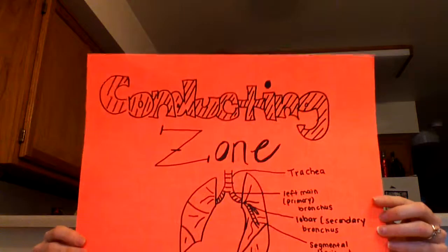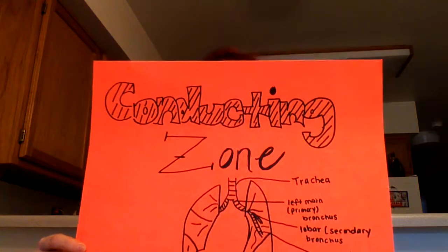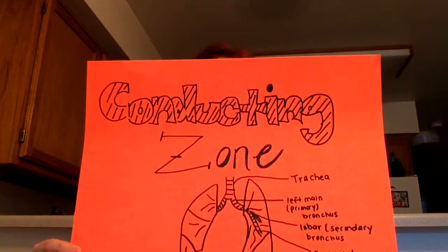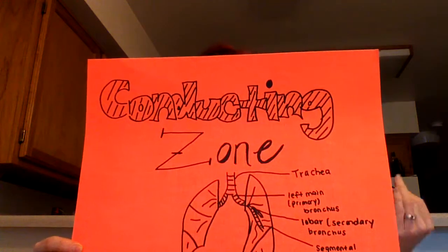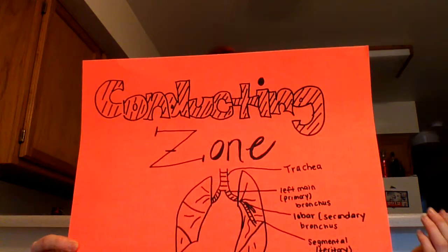Two important things I think it's good to have an understanding of before we get started would be your zones, which are your conductive zones and your respiratory zones. Your conductive zone provides conduits for air to reach the respiratory zone. It also cleanses, humidifies, and warms the air. It consists of your nose, your pharynx, your trachea, and your bronchi.